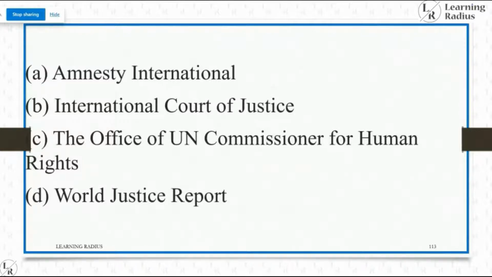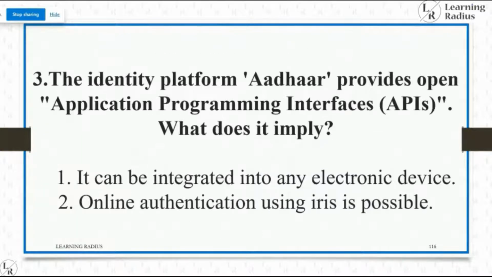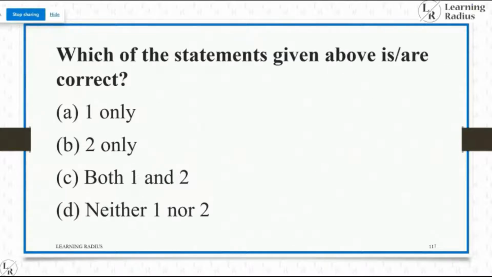Let's come to the next question. The identity platform Aadhaar provides open application programming interface APIs. What does it imply? 1. It can be integrated to any electronic device. 2. Online authentication using iris is possible. Very good question. Which of the statements above is correct? 1 only, 2 only, both 1 and 2, neither 1 nor 2.